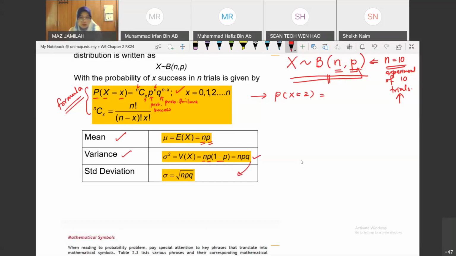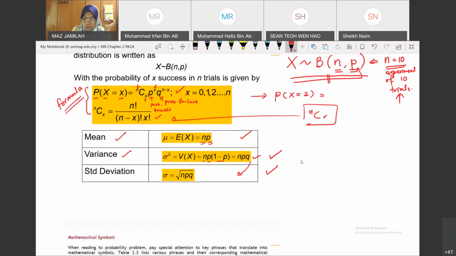So that would be the basic concept of X following binomial with n number of trials and probability of success p, and this is how to get the mean, the variance, and the standard deviation. For nCx, how are we going to calculate? You can use your calculator straight away. You have the nCr function on your calculator, or you can calculate it manually.